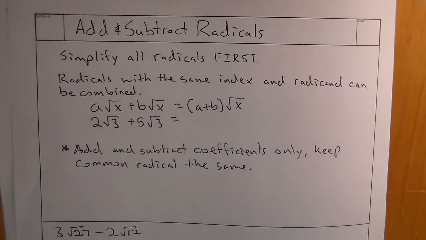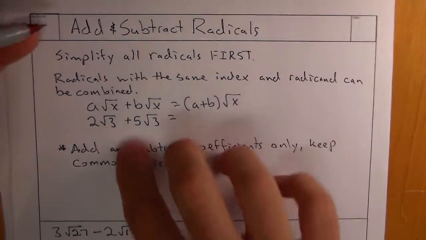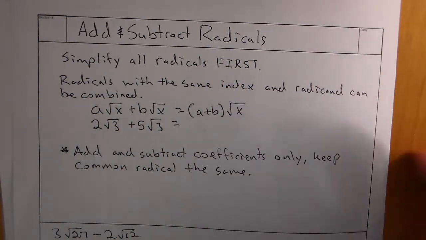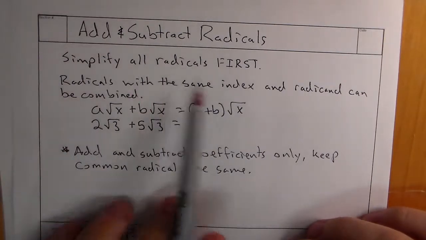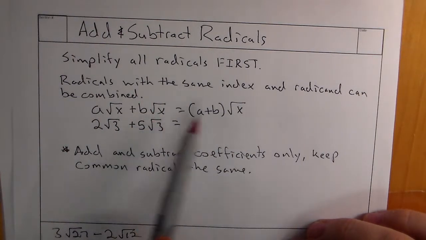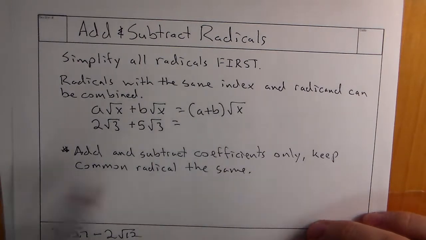As we look at adding and subtracting radicals, it's important that we remember that we need to simplify all radicals first before we try to add or subtract. Once we get to that point, radicals with the same index and radicand can be combined. So a root x plus b root x, we can combine those together by adding the coefficients.